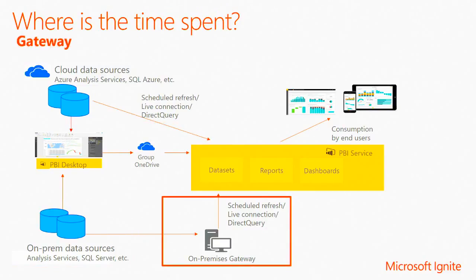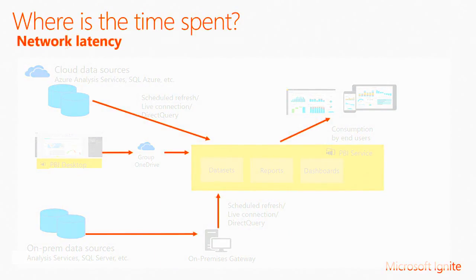The time can also be spent in the gateway, right? Being the gateway means being that bridge. That means taking the queries that land from the Power BI service, sending them to the data source, and then coming back and relaying the data from the data source back to the service. It's a very intensive operation, so time can be spent there. It can be spent in the network, right? All of these red lines here are network requests, and those can end up taking a long time.